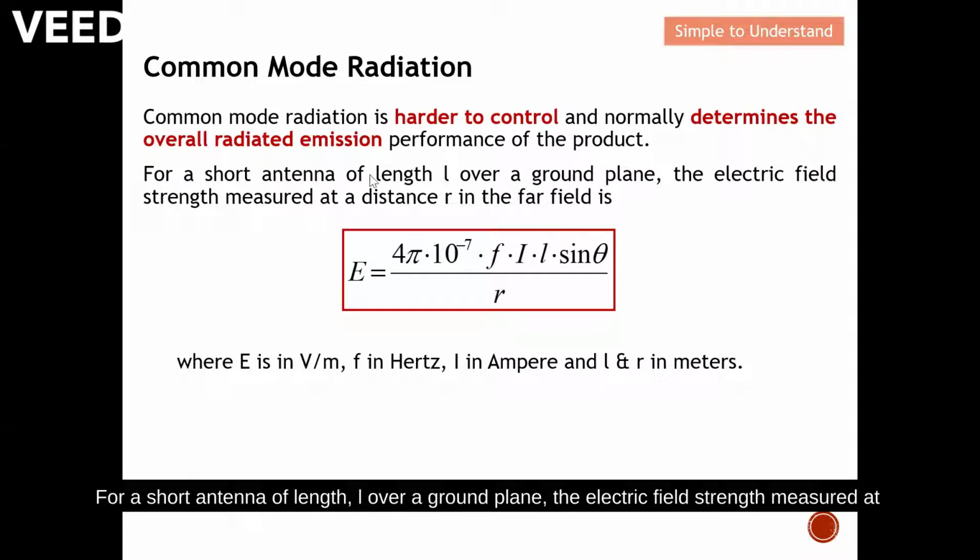For a short antenna of length L over a ground plane, the electric field strength measured at a distance R in the far field can be calculated by this formula here.